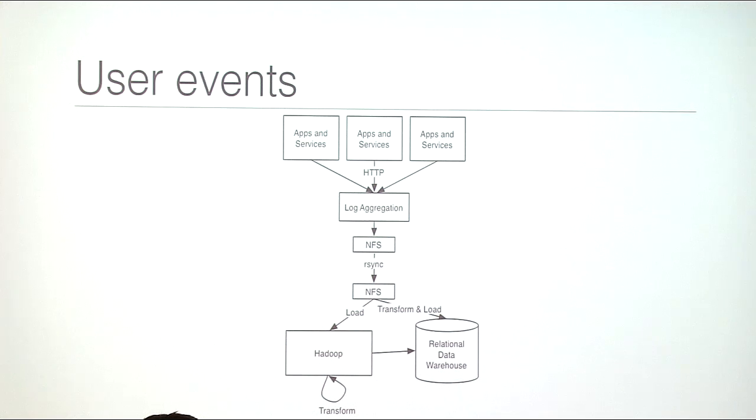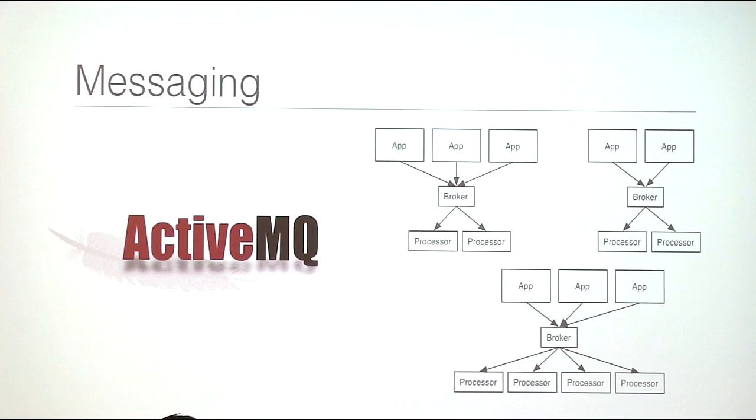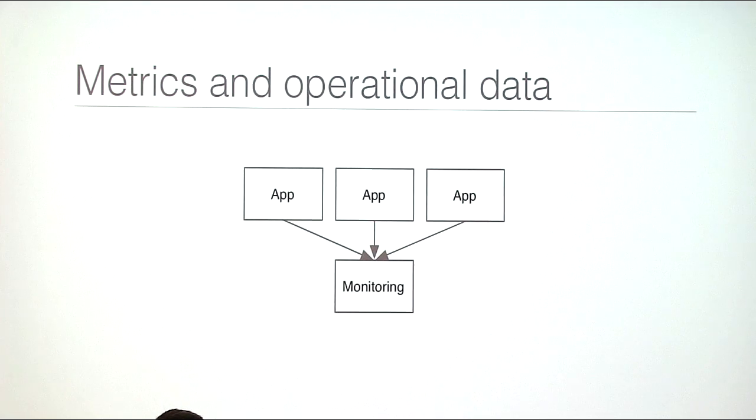We had this terrible pipeline where we were aggregating logs and rsyncing them around over NFS, and eventually they would make their way into Hadoop, and that was pretty fragile in its own way. And that was business events, but we also had application logs, errors, that kind of thing. We had messaging systems. We had a pipeline for metrics or operational data, stats on individual servers.